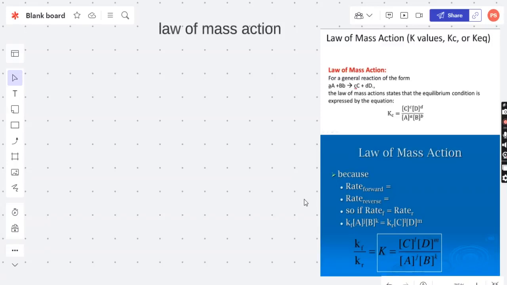Okay, today I'm going to talk about the law of mass action, which is also known as the law of equilibrium.